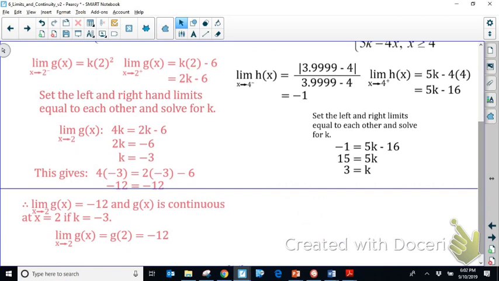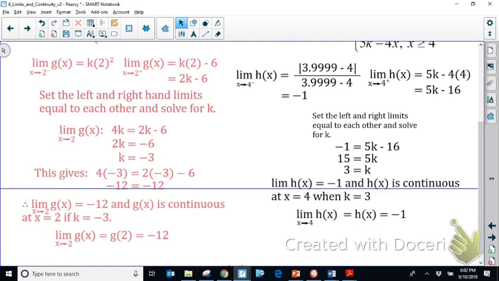Now I can go back and evaluate the function, and I forgot the "as x approaches 4" part in my text here, so I apologize for that. But the limit of function h of x as x approaches 4 should equal negative 1, and it will be continuous at x equal to 4 when k is equal to 3. And that is it for that one.